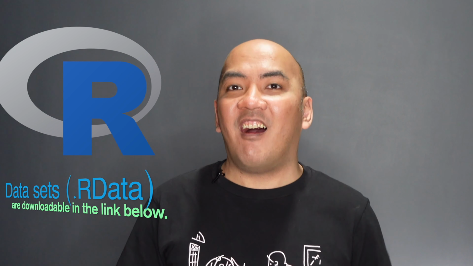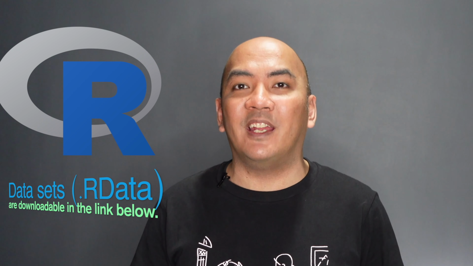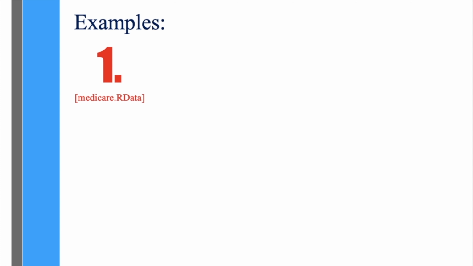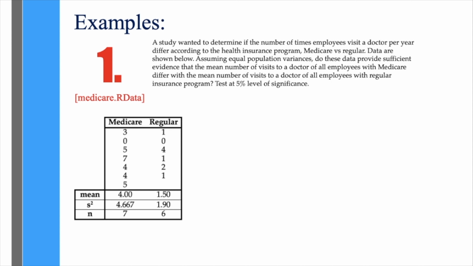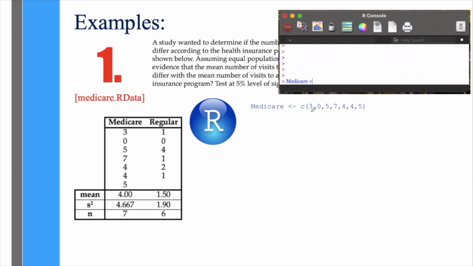Now let's perform everything in R. Note that all the datasets here may be downloaded using the link in the description box below. In example number 1, which was about the employees with the Medicare insurance and a regular insurance, suppose we don't have the R data regarding this, what we may do is input everything manually. So we input 3, 0, 5, 7, 4, 4, 5, or simply these values, which refer to Medicare. And then similarly, we have 1, 0, 4, 1, 2, 1, which are the values in the object named regular.